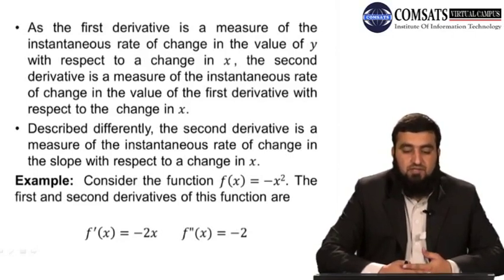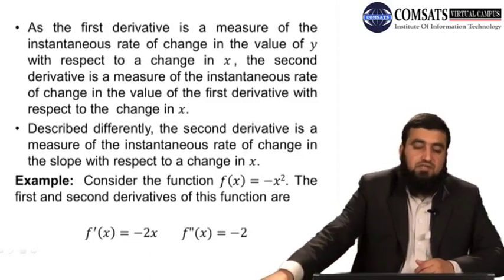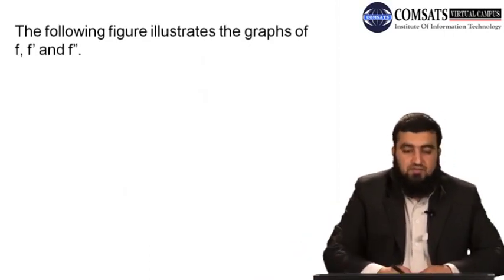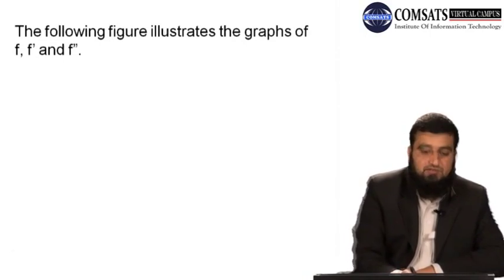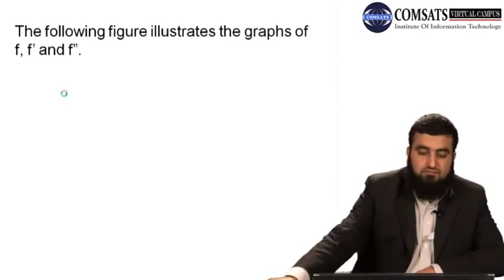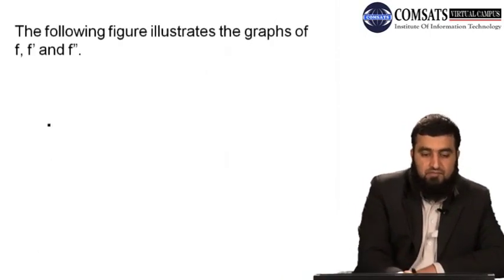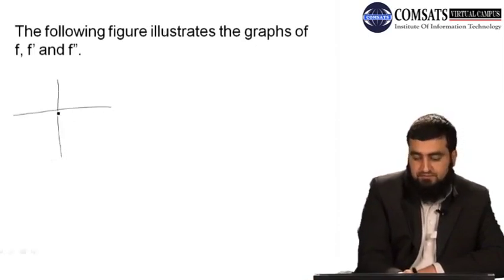So now we consider this example. Consider the function f of x is equal to minus x square. The first and second derivatives of this function are f prime of x, which is minus 2x, and f double prime of x, which is equal to minus 2. So let's draw the graphs of these three functions. We draw the rough graphs.